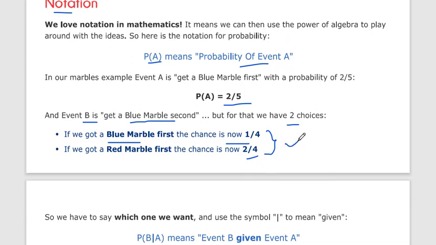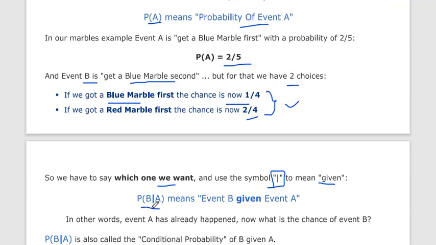How do we merge these two events or outcomes? We have to say which one we want, so we use the symbol given. P depends on the others, on what we get in the first round. So P of B given A means event B given event A: event A has already happened, and it depends on event A that event B is going to happen. It's our dependent event.